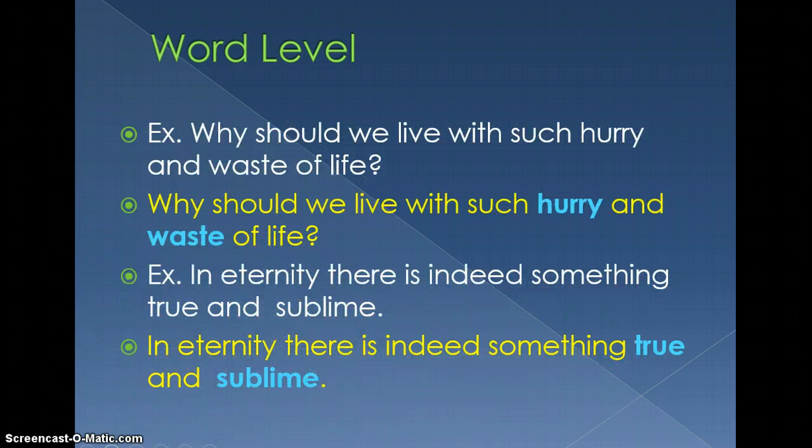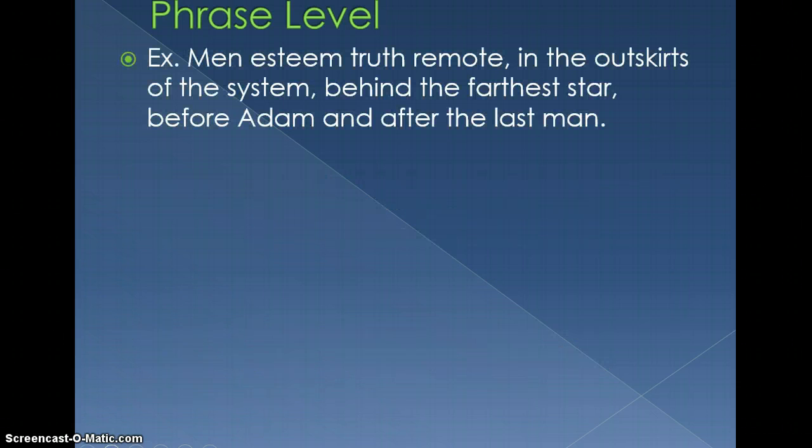First of all, at the word level, what you see in the first example is highlighted in the second bullet point. Why should we live with such hurry and waste of life? Hurry and waste are parallel. They're both nouns that are functioning as a compound predicate. Hurry and waste. They're both nouns, they are parallel. In the second example, same thing, but with adjectives. In eternity, there is indeed something true and sublime. Parallel adjectives.